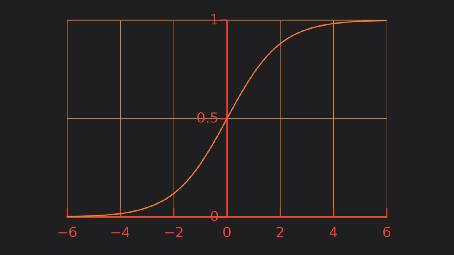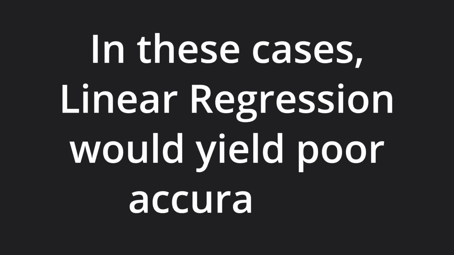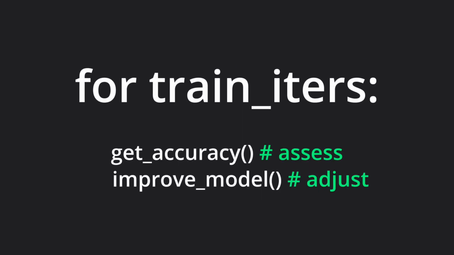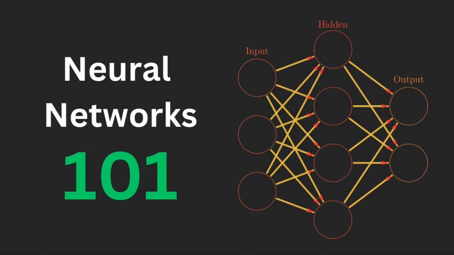For many cases, linear regression is effective, but sometimes the relationship between input and output is more complex. And in these cases, linear regression yields poor accuracies. But what if we just ran the training algorithm for more iterations? In those cases, even if we update the parameters repeatedly, the model's accuracy will remain low. Fortunately, neural networks solve this issue, which brings us to concept number 3.